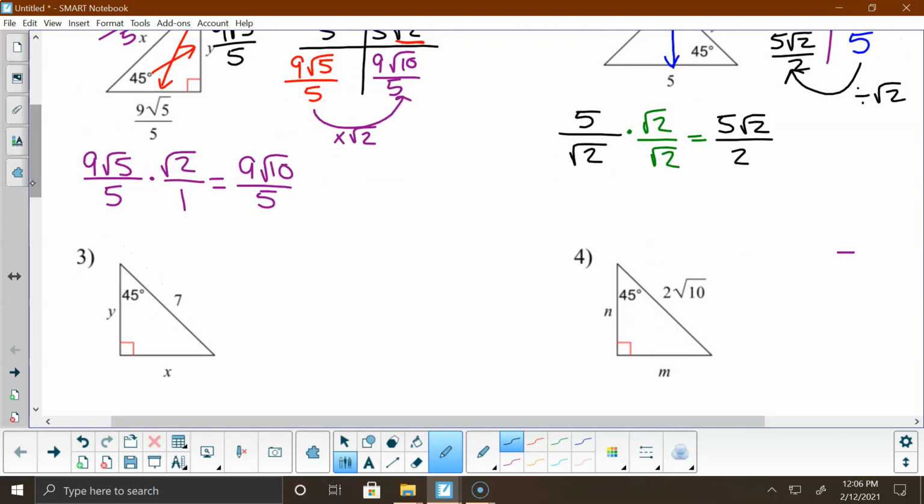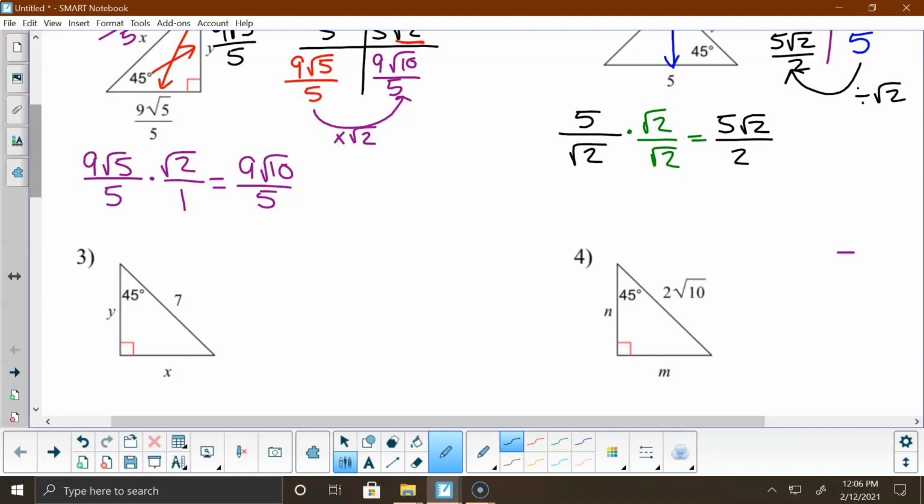Draw in 3 and 4. Try them on our own yet, or not quite? Okay. Still water wings, but not full life preserver. Got it.